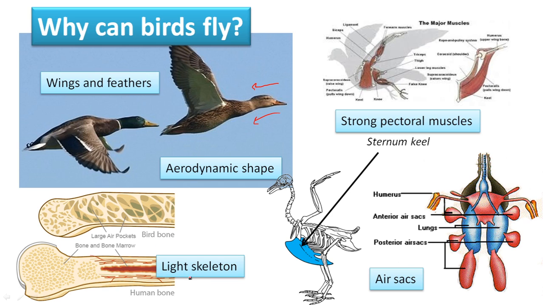Also, they have a light skeleton because their bones are semi-hollow. Son casi huecos. This is a comparison between a human bone, which is quite dense, and this is a bird bone that you can see that they have a lot of hollows or gaps. Tiene un montón de huecos.